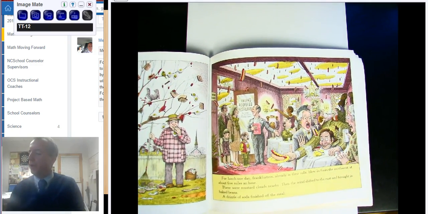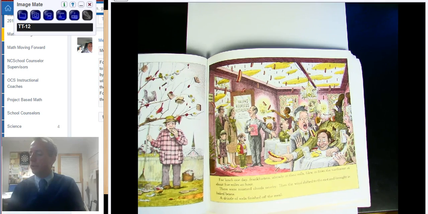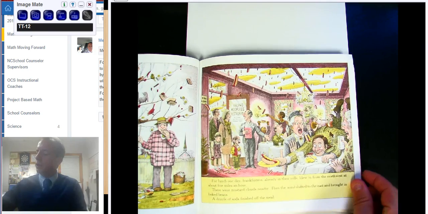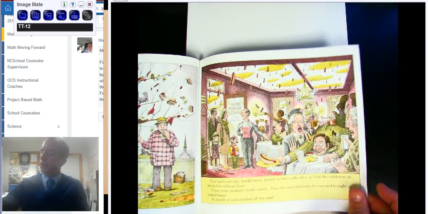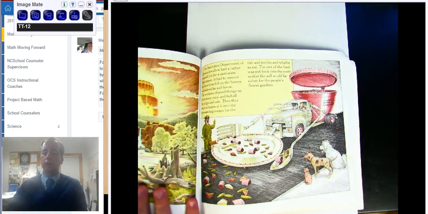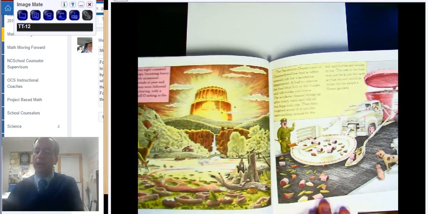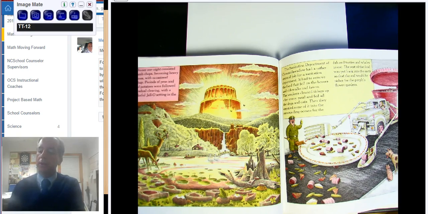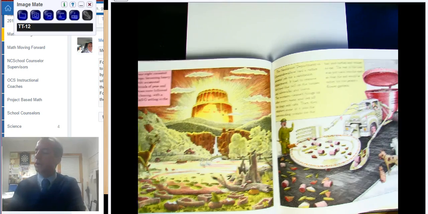For lunch one day, frankfurters, already in their rolls, blew in from the northwest at about 5 miles an hour. There were mustard clouds nearby, and the wind shifted to the east and brought in baked beans. A drizzle of soda finished off the meal. Dinner one night consisted of lamb chops, becoming heavy at times with an occasional ketchup. Periods of peas and baked potatoes were followed by gradual clearing, with a wonderful jello setting in the west.